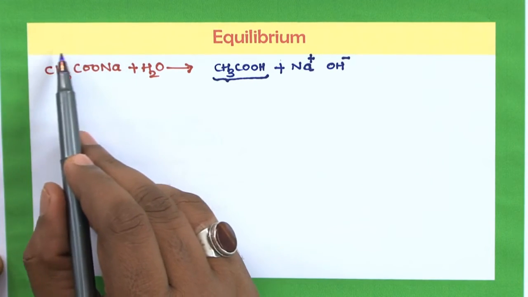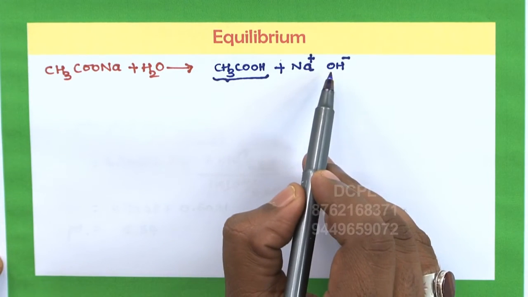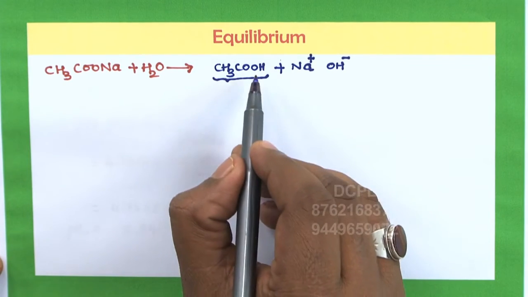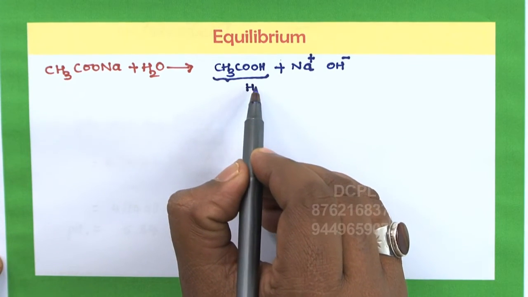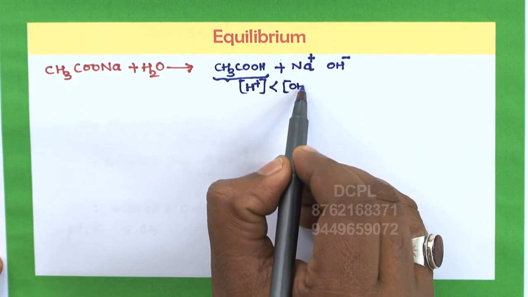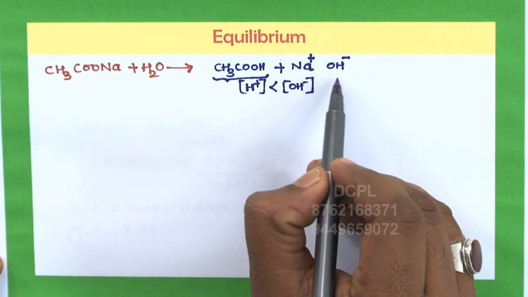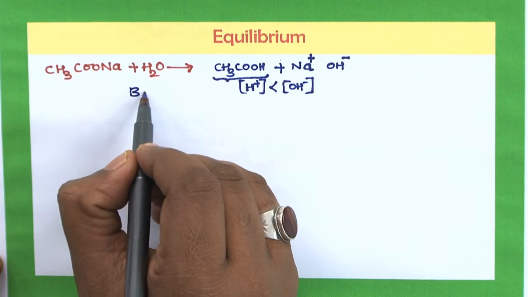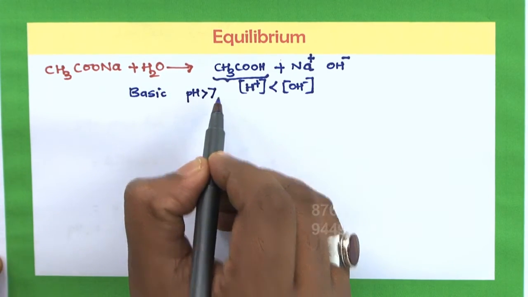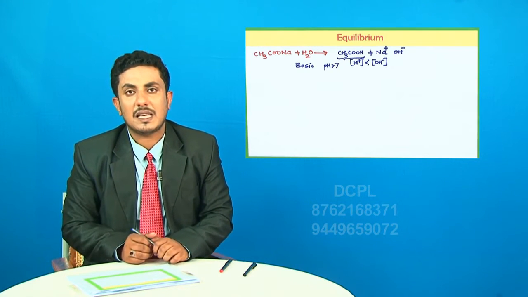If you consider an aqueous solution of sodium acetate, it contains acetic acid, Na plus ion and OH minus ion, where acetic acid undergoes partial dissociation. Since it undergoes partial dissociation, the concentration of H plus ions will be less than the concentration of OH minus ions. Since the concentration of H plus is less and OH minus is more, the solution will be basic in nature and the pH will be greater than 7. That is, for a salt of a weak acid and a strong base, the solution will be basic in nature.